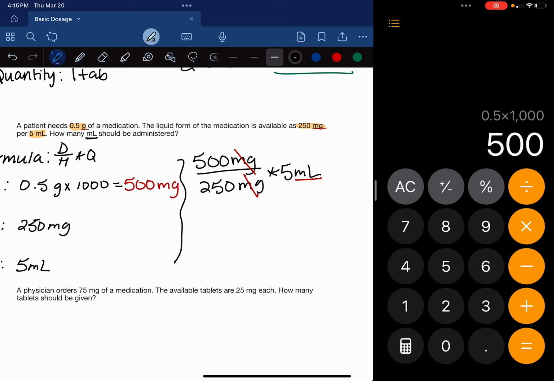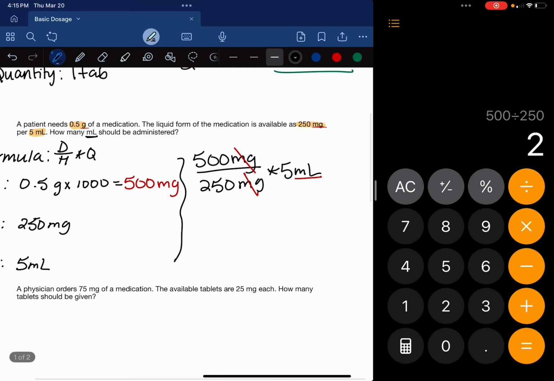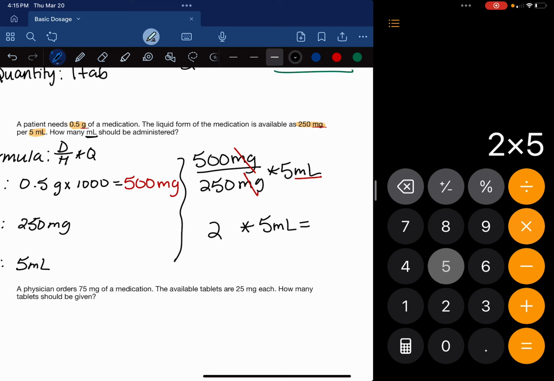So we have 500 divided by 250, we know that's 2, times 5 ml, which is what we need, is 10 ml. So your answer is 10 milliliters.